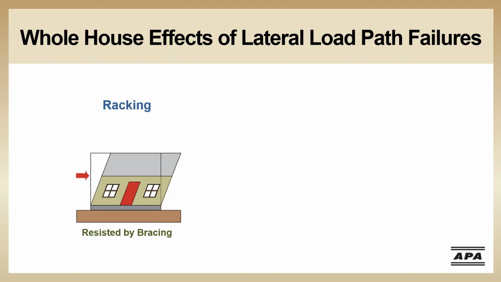The first type of whole house failure that can happen is what is called racking. Racking occurs when the wall bracing in a house is not strong enough to carry a lateral load from an upper part of the house down to the foundation. The bracing fails and the shape of the house changes from a rectangular shape into a parallelogram.